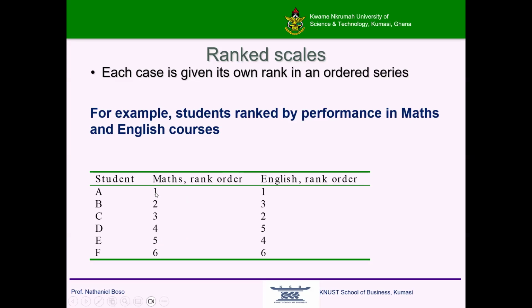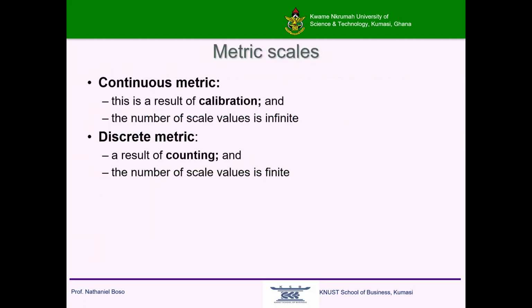Sometimes we use a smaller number to mean a higher rank. And sometimes we use a larger number to mean a higher rank. So when you are using an ordinal scale, you should know how you are interpreting the value. Sometimes a smaller value means a higher rank, and in some instances, a larger value means a higher rank, and vice versa. So that is one thing you must take note of when we talk about ranked or ordinal scales. Now, metric. Metric is the highest form of scales for values.